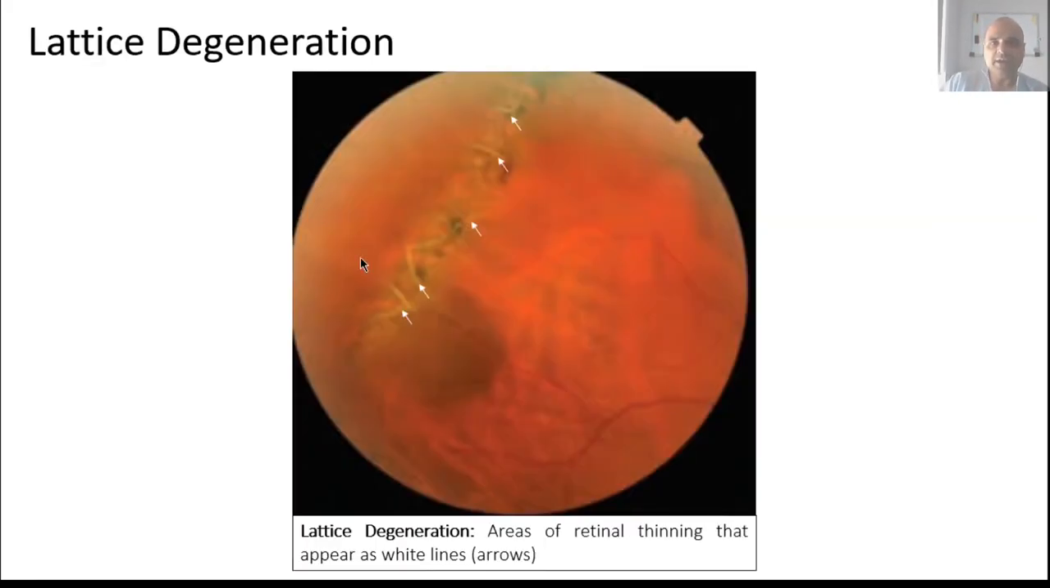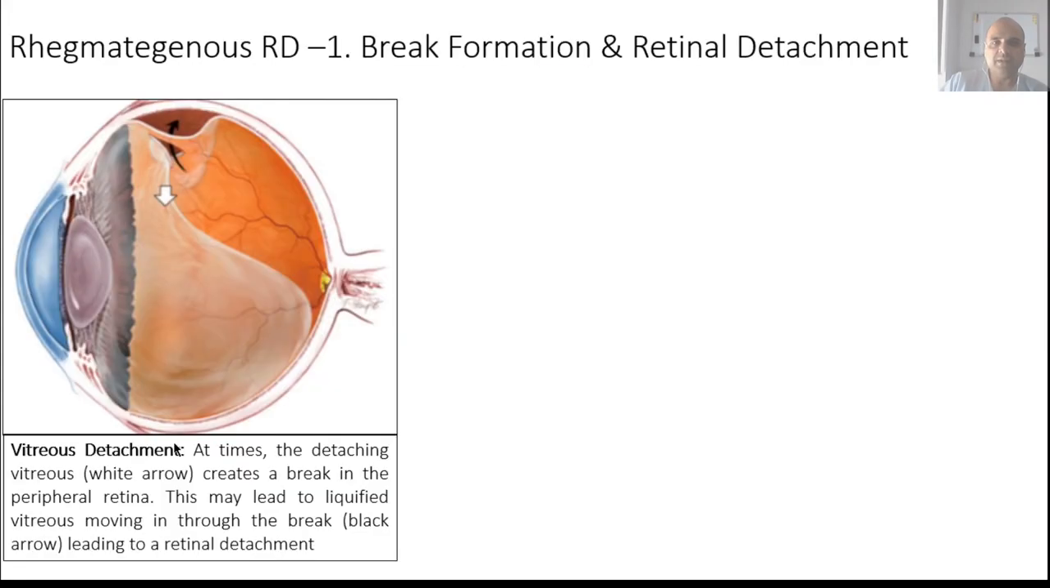So this is what lattice looks like, these crisscross white lines, which are areas of localized retinal thinning. This is the mechanism by which vitreous detachment causes a retinal break. And as the vitreous is detaching from the peripheral retina where it is tightly adherent, rather than cleanly separating from the retina, it pulls the retina with it, which is indicated by the white arrow. And liquefied vitreous can move in through the break to separate the neural retina from the underlying RPE.